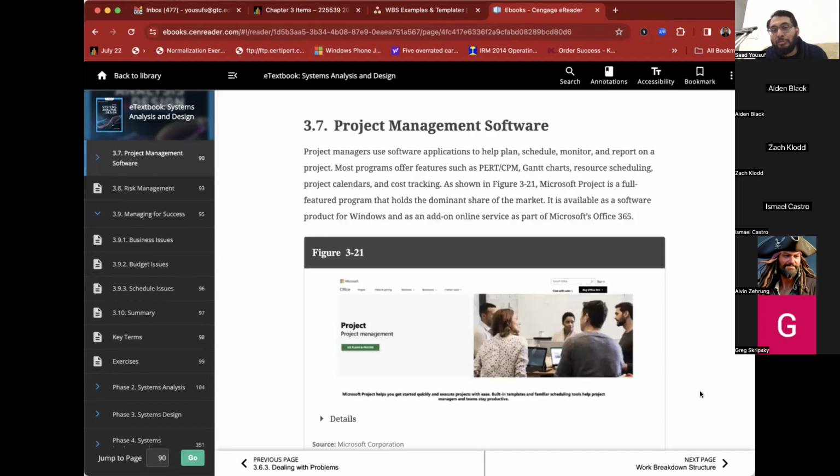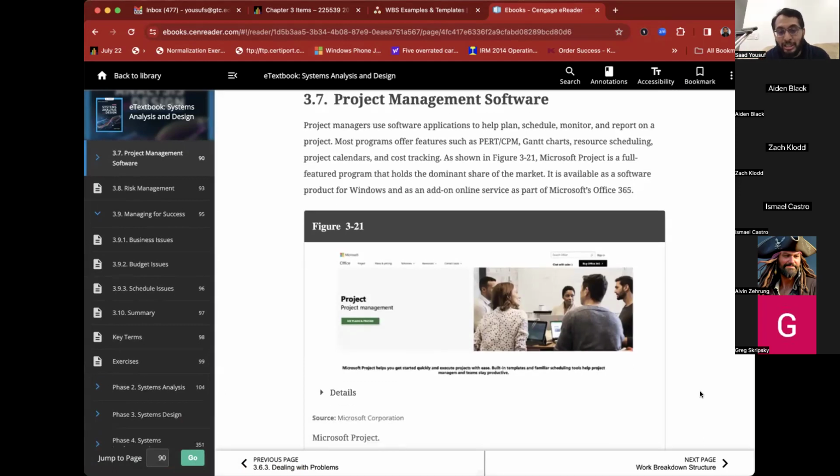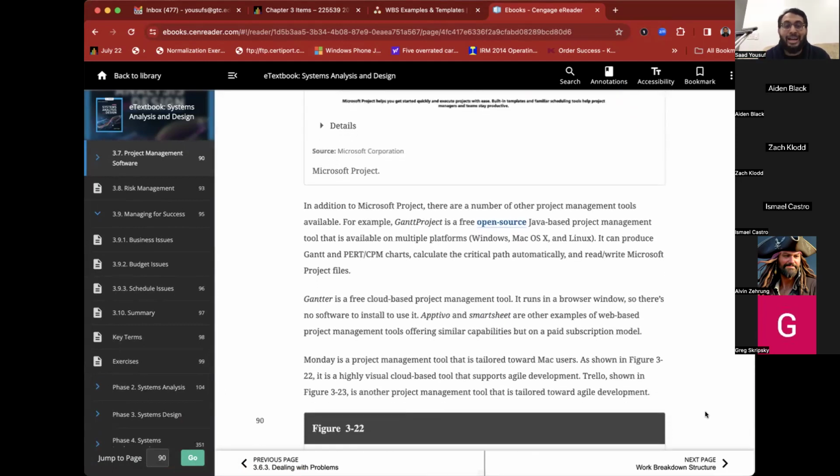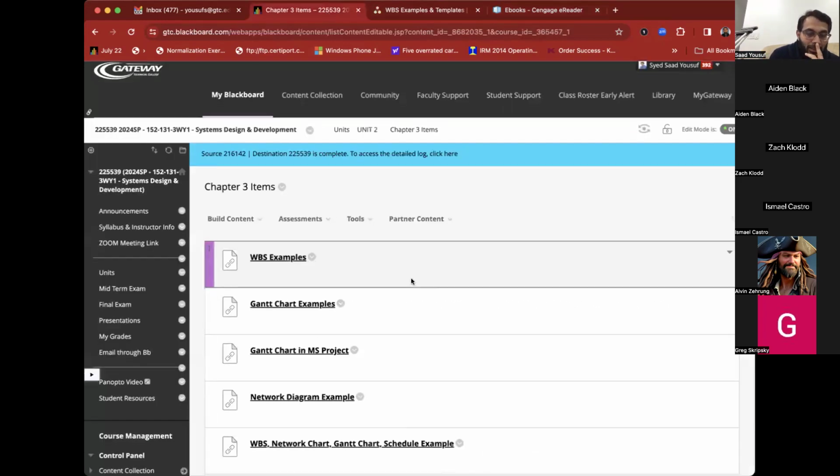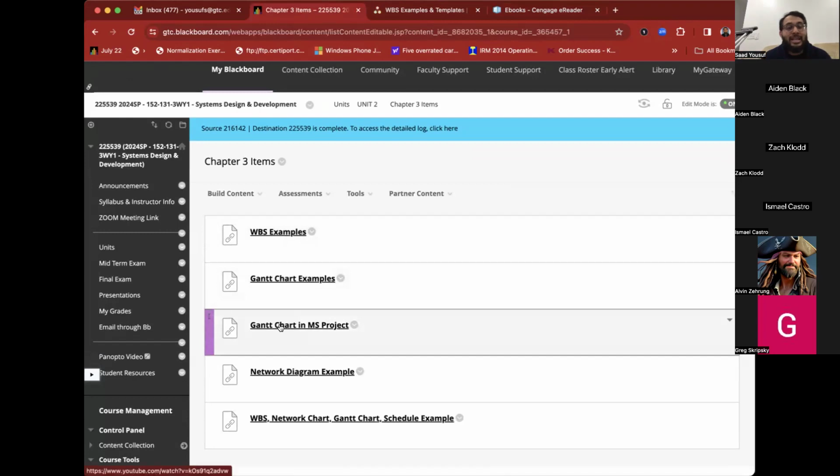Project management softwares can be used for this purpose. So to generate your PERT, CPM, Gantt charts kind of stuff. And there are a lot of softwares out there in the market. Some are open source, some are licensed software. So what I did over here under this week, there is Gantt chart in Microsoft Project.